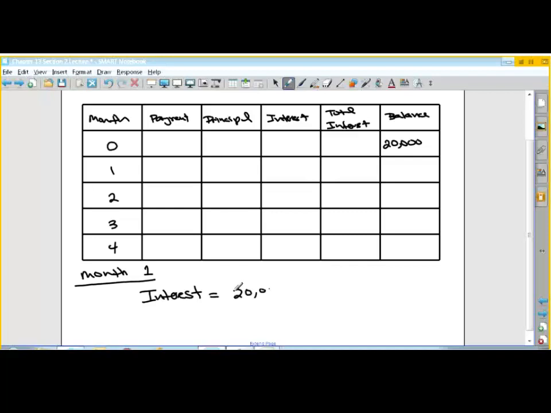So the interest per month is the balance, the total balance, times the interest rate, which is 0.065, divided by 12. So you use your monthly interest rate. So let's calculate that. 20,000 times 0.065 divided by 12. So we get an interest of $108.33. So we enter that here, interest, $108.33.